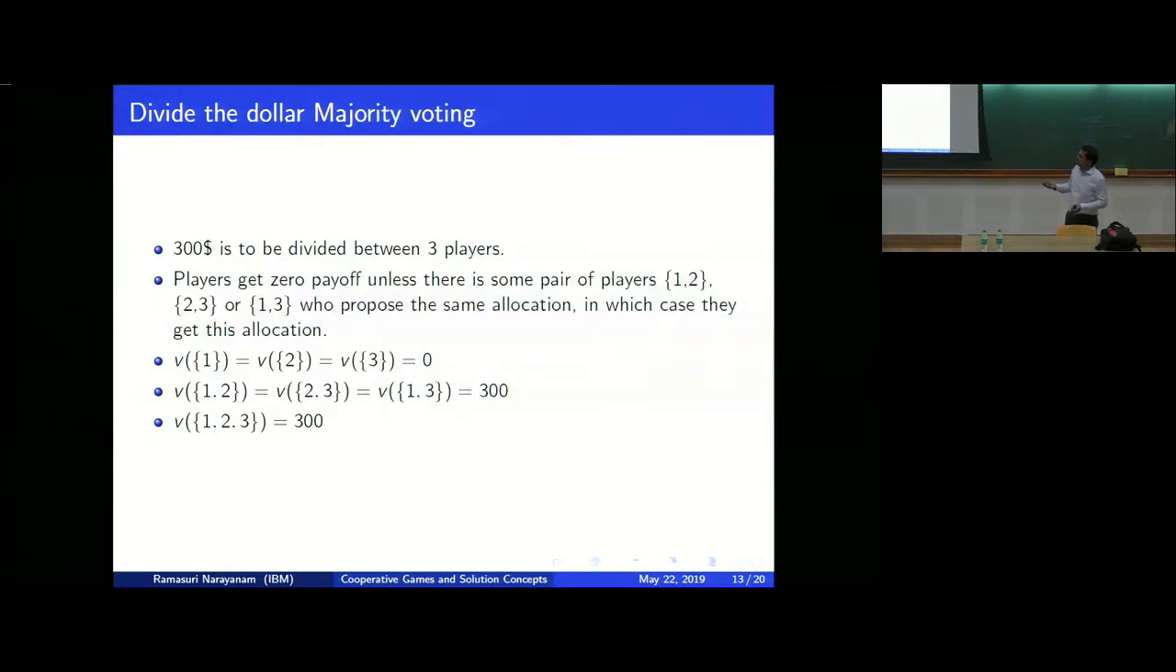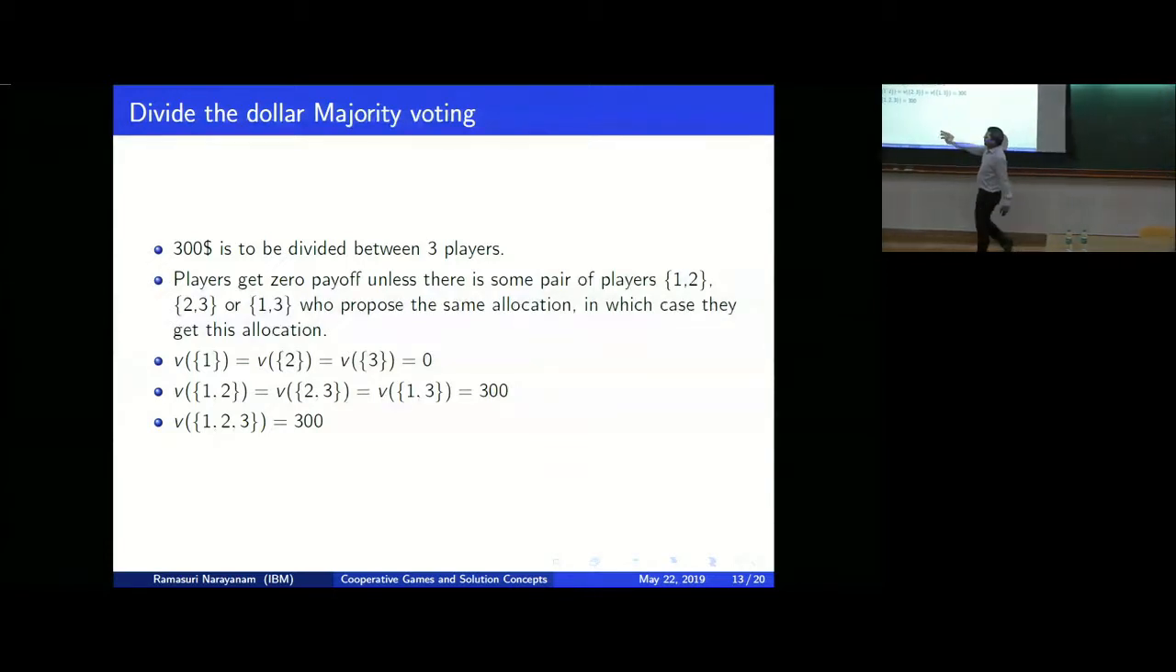Otherwise, every player will get 0. So if 1, 2, or 2, 3, or 1, 3 propose some allocation, then they get 300. Otherwise, they don't get anything. Together, the total amount available is $300, and that $300 should be divided among all the 3 players. How much I get is my payoff, how much you get is your payoff, and how much you get as a third player is your payoff. But together, what is our total gain? It's obviously 300, because the available amount is 300.